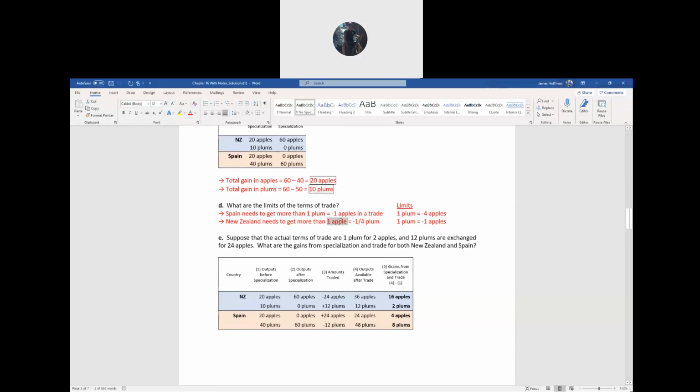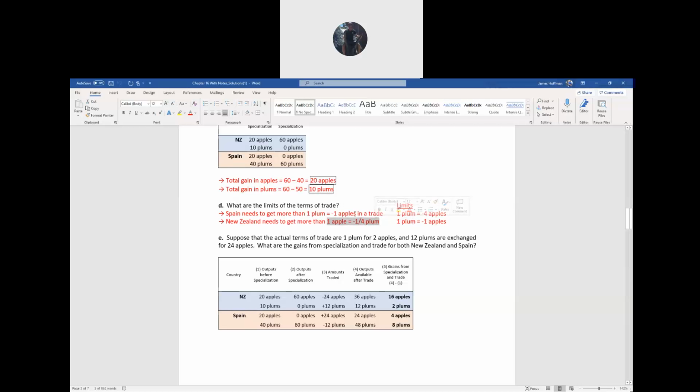This is what New Zealand needs to beat, and let's just put them in terms of either one apple or one plum, and then we can determine the trade. So it looks like I put them in terms of a plum. This is already in terms of one plum equals one apple. Now to put this in terms of one plum, just multiply by 4, which means that 4 plums equals one, which means that one plum equals 4 apples, right? So this is already in terms of plums. This in terms of plums is one plum equals 4 apples, right?